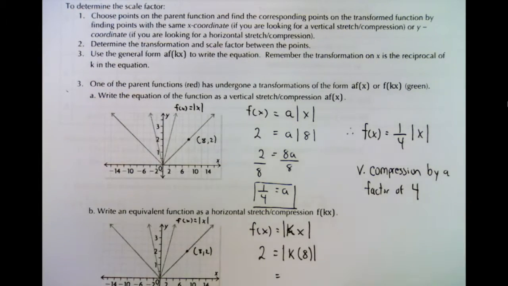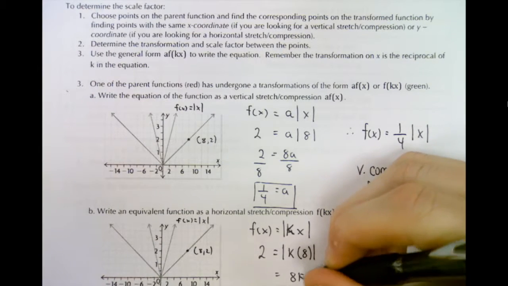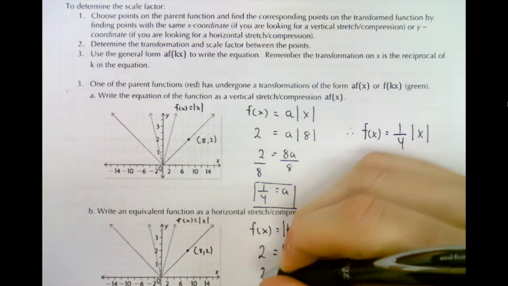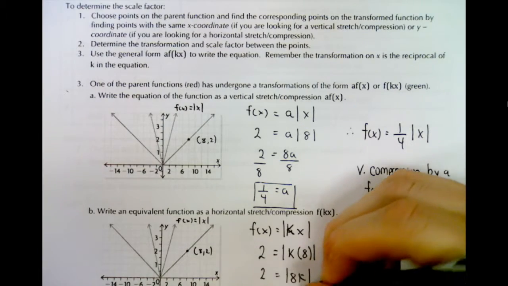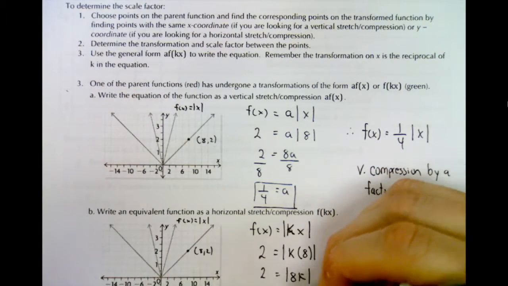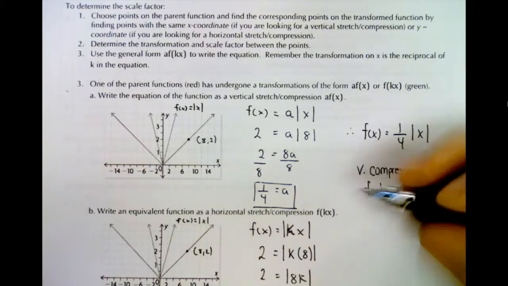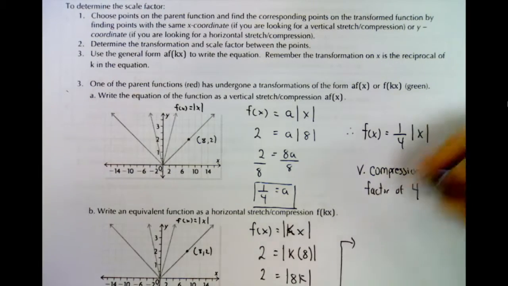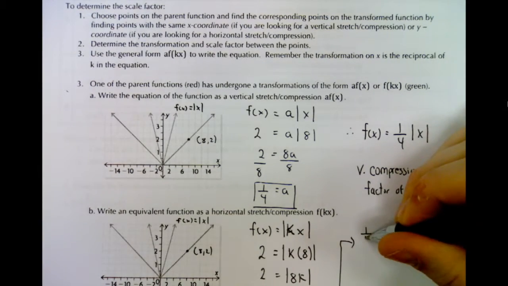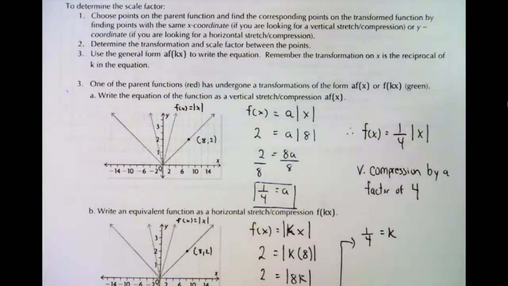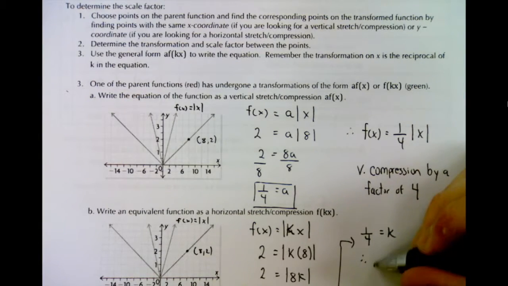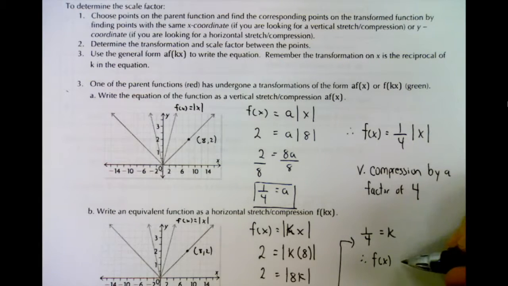K times 8 is 8k. The absolute value of 8k is 8k. Divide both sides by 8. We get 1/4 is k. What's that mean? Well, that means that the function, if we wrote it using horizontal stretch or compression, would be not 1/4 times the absolute value of x, but it would be the absolute value of 1/4 x.